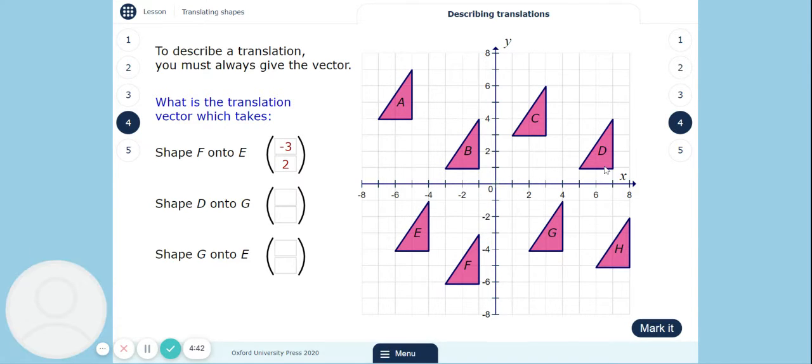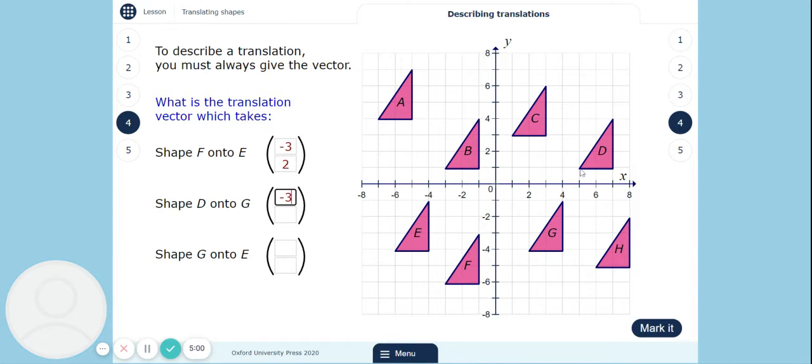Shape D onto G. So D onto G. So to start with, you can see it's going to be moving left and not right. So it's going to be a minus number. And then how many? If I pick this corner this time. 1, 2, 3. And then I'm level with this one. So it's 3 left.